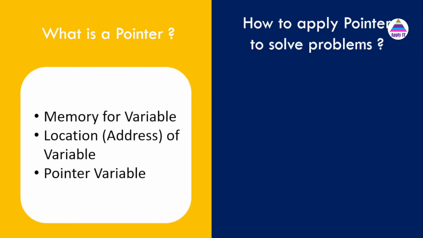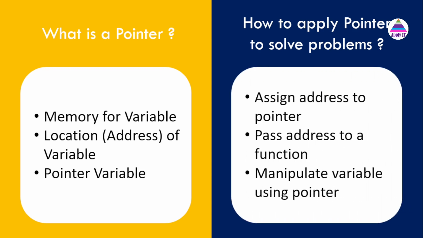As part of this, I'll cover memory for variable, what is address or location of a variable, and what is a pointer variable. Once that is understood, we'll assign address to a pointer, how we can pass address of a variable to a function, and then we'll also learn how we can manipulate variable using pointer. So we'll understand this as part of one programming problem. Let's get started.